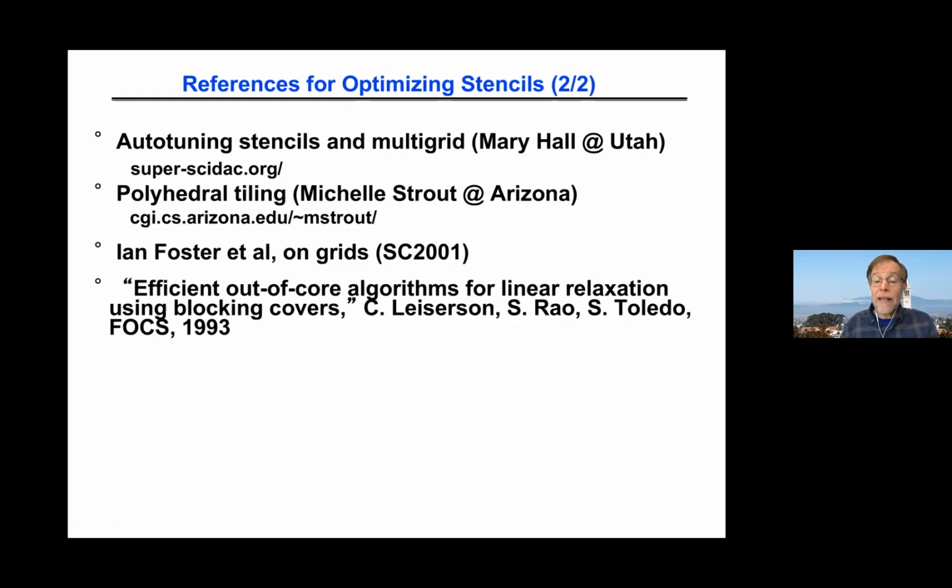Our colleague Satish Rao and several other colleagues worked on this a while ago, trying to come up with communication lower bounds using a technique called blocking covers, where they said, if we want to optimize this, is there some lower bound on how much you have to communicate in order to do multiple iterations of a stencil operation?